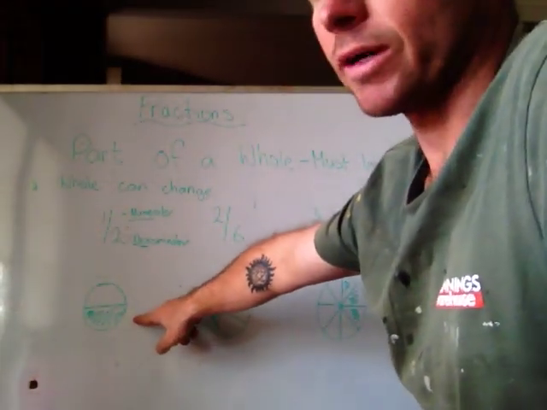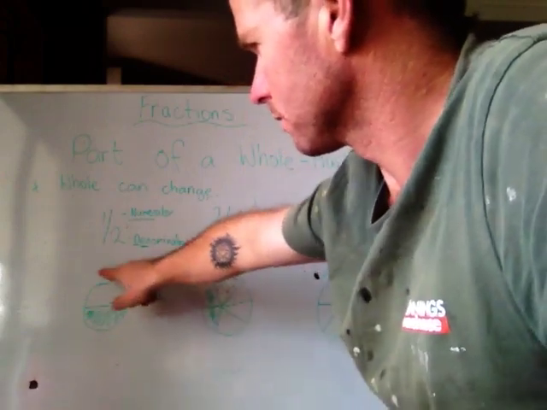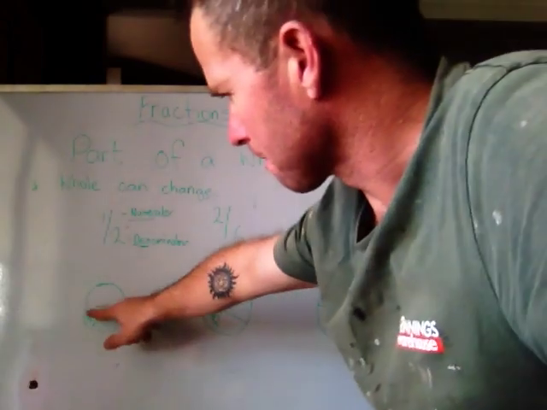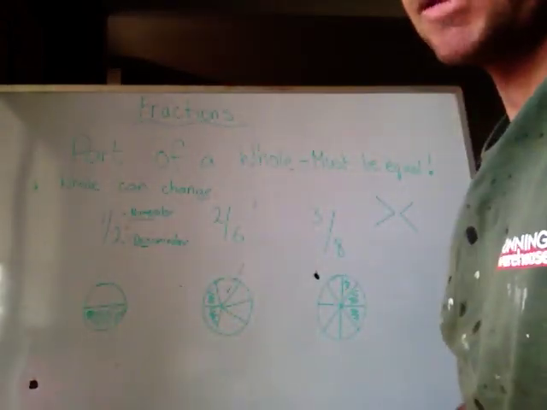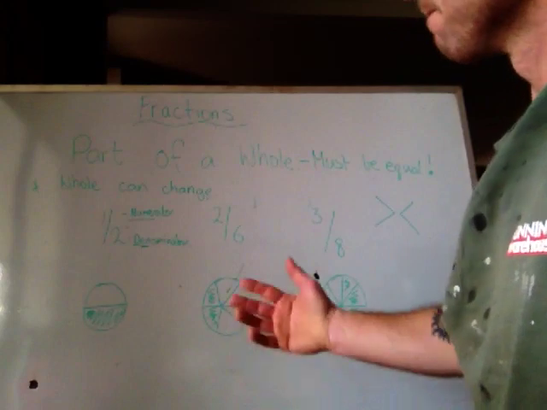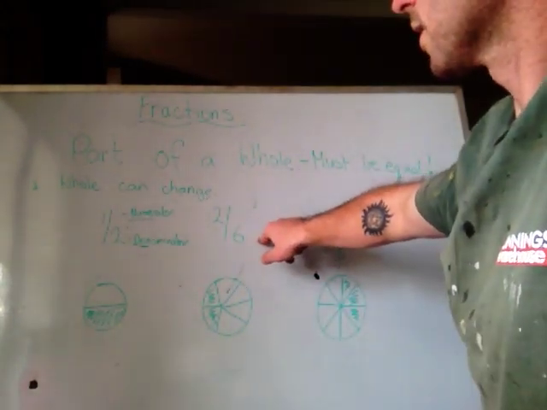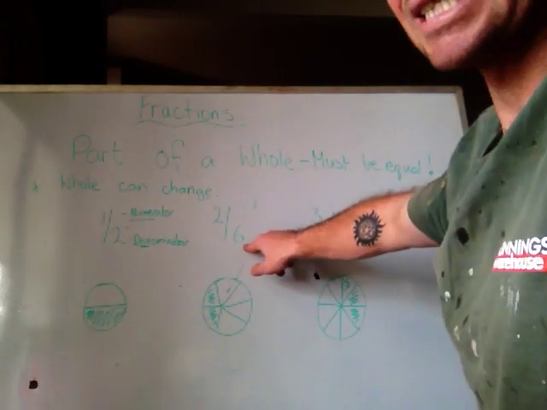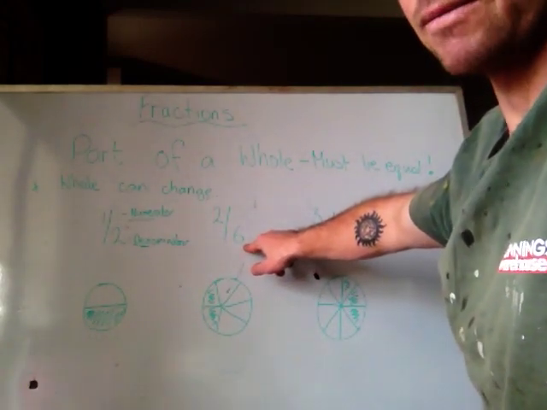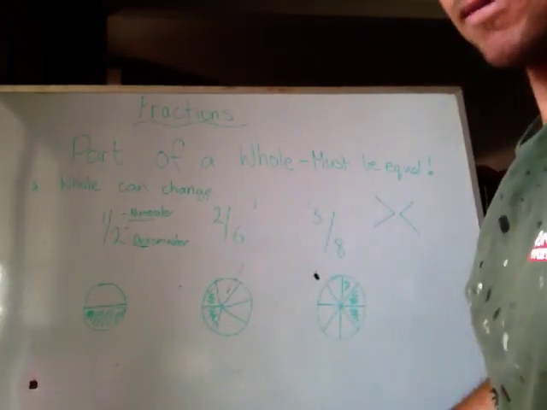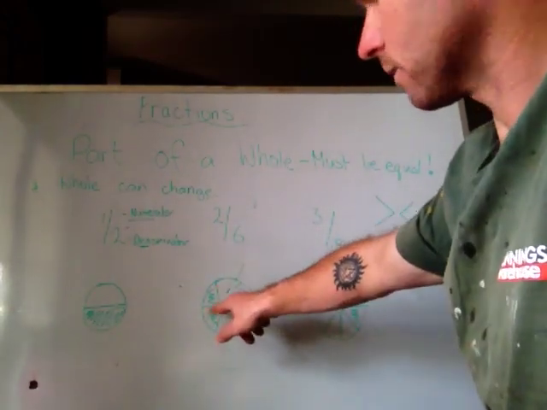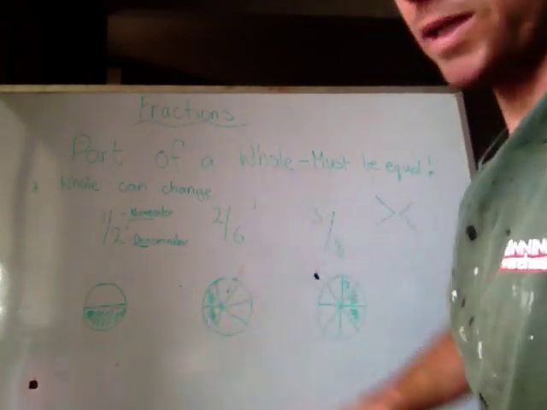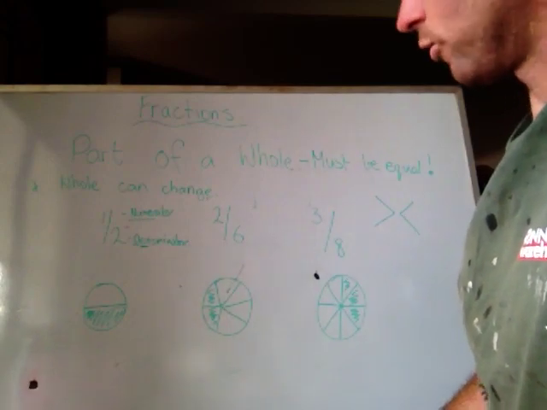And this is what it would look like. I've got my whole, I've split it into 2 equal pieces, and I've given you one of those pieces. That is what it looks like. For example, another one, 2/6. I'm going to give you 2 pieces out of a whole that is chopped into 6 equal pieces. I've chopped it into 6 equal pieces as best I could. It's not too bad. And I've given you 2 of those pieces.